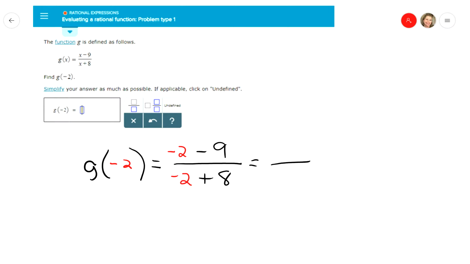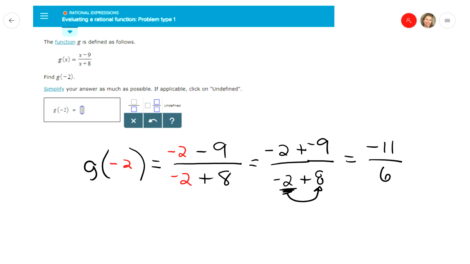When you're subtracting signed numbers, I've got -2 minus 9. That's the same thing as -2 plus a -9. They're both negative. You've got -2 and you're going to take away another 9. That's really -11. The denominator is -2 plus positive 8. So these two negatives are going to cancel out 2 of the positives in the 8. So I'm really going to subtract, but I'll have 6 positives left over.